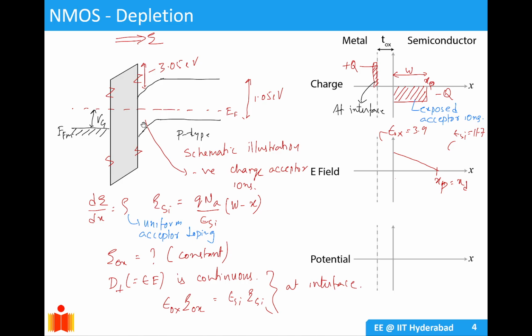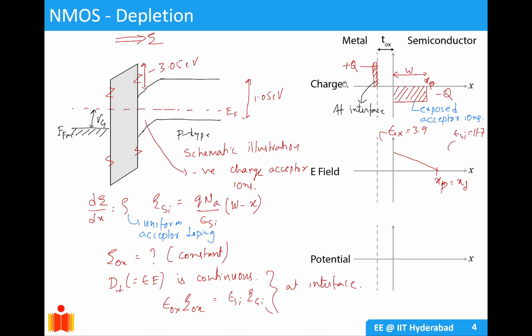And hence the Fermi level moves away from the valence band. So that means the holes in this region are getting depleted. Hence it's called the depletion region. So there's now a depletion region formed in this region.